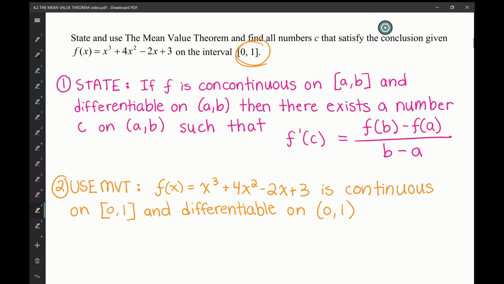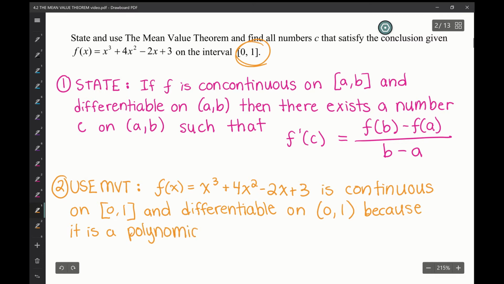Then we want to say why this is true. In this case, it's because f of x is a polynomial. And we know that polynomials are continuous and differentiable over their domains. And all real numbers are their domain, so since 0 to 1 is real numbers, we're good.